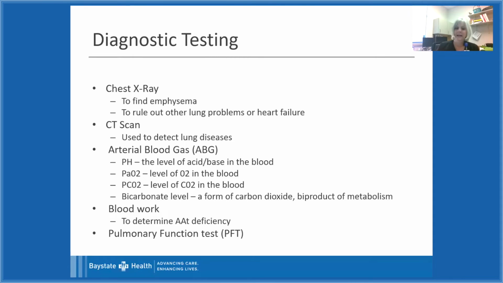And then we talk about diagnostic testing. So we have lots of tests that can give us information regarding the health of our lungs. Chest X-rays can certainly show if someone has emphysema. When we talked about hyperinflation before, your lungs appear much longer than they normally would because they're stretched out and filled with air. And X-rays can also be used to rule out other lung problems or heart failure.